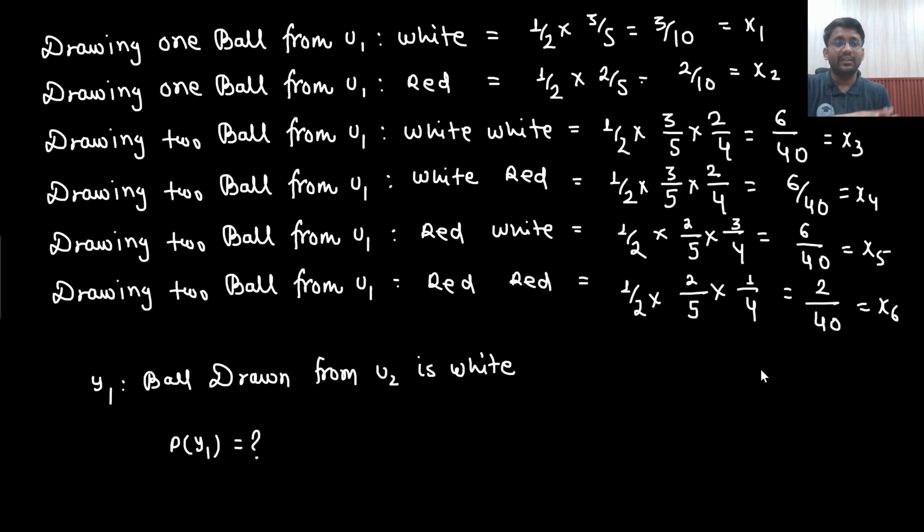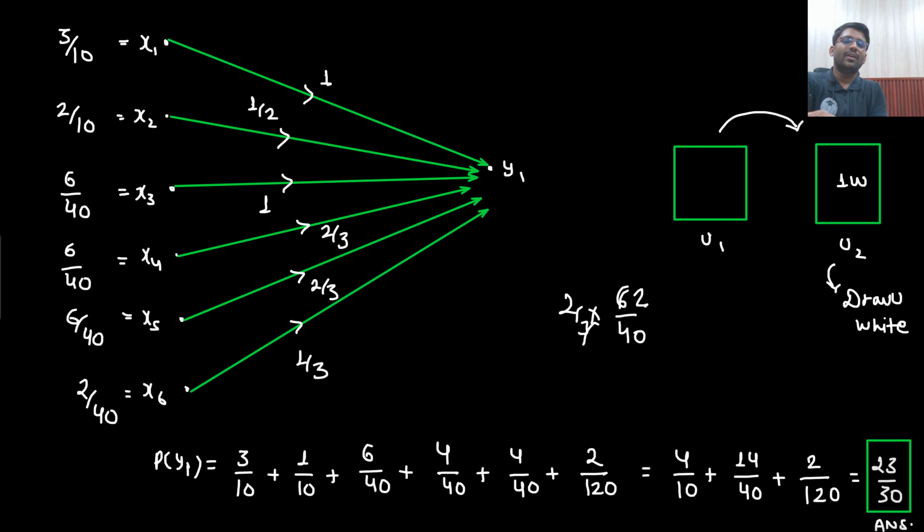Now you need to find out the conditional probability. Here the question was probability of receiving y1. This was the question. So after that, what you are supposed to find out? You are supposed to find out the conditional probability. That means probability of y1 by x1, y1 by x2, y1 by x3.